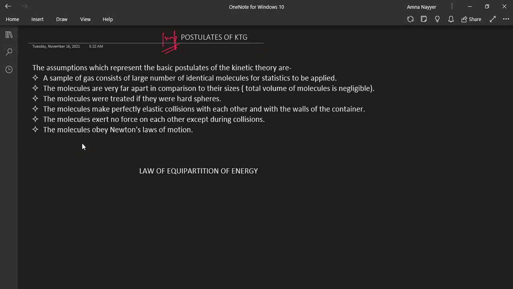So what are the postulates, or what are the assumptions of it? It says that whatever the sample of gas is, it consists of a large number of identical molecules, for statistics to be applied.